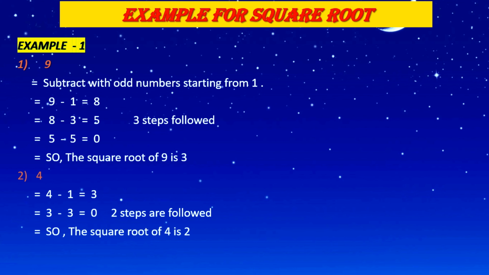Let's take the second example, 4. We should subtract only odd numbers, starting from 1. 4 minus 1, that is 3. 3 minus 3, that is 0. Only 2 steps are followed, so the square root of 4 is 2.